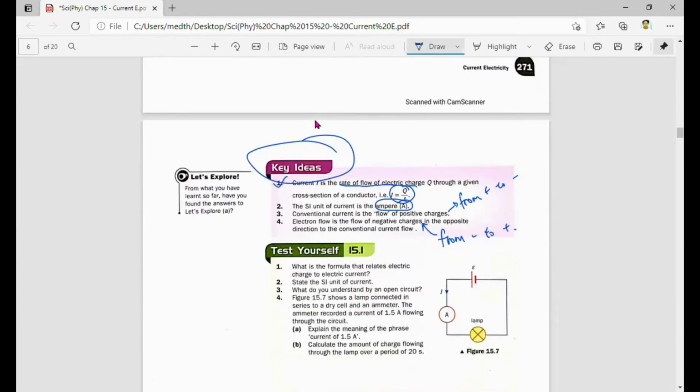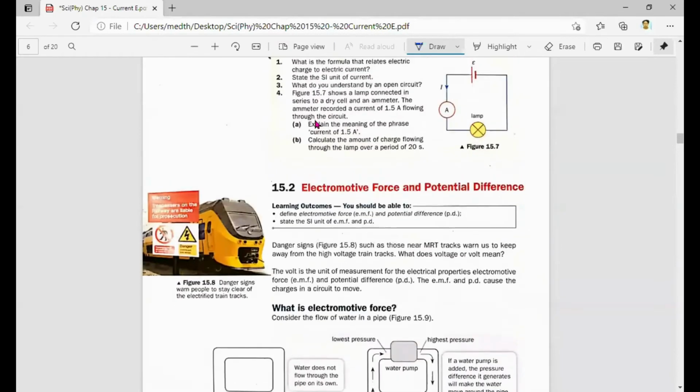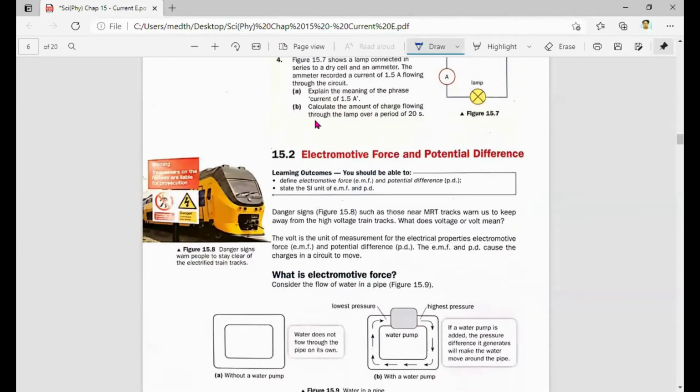Okay, next one. We are done with current. Now we're going to go on to the electromotive force, or what we call potential difference. Now, these two things use the same unit, which is volts. Later on we'll go into it. But they are different.